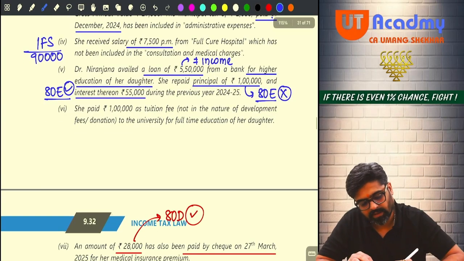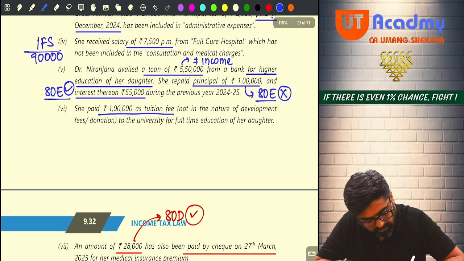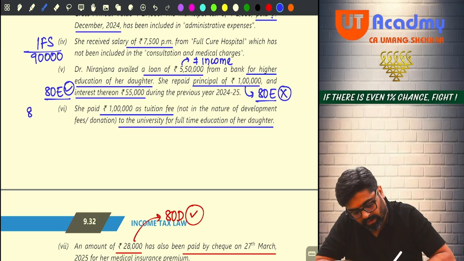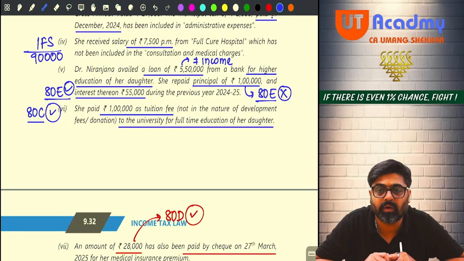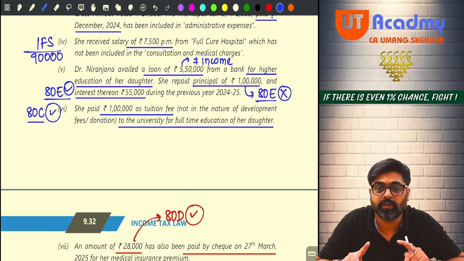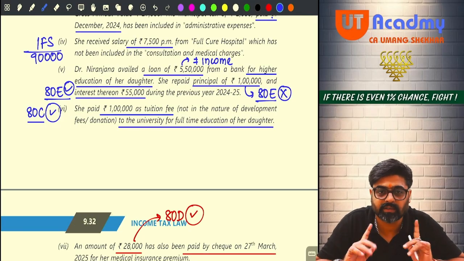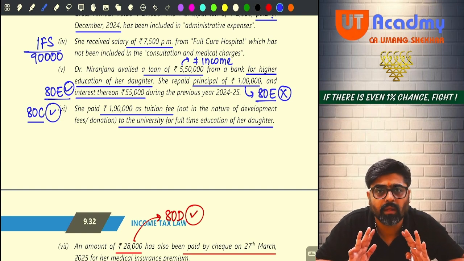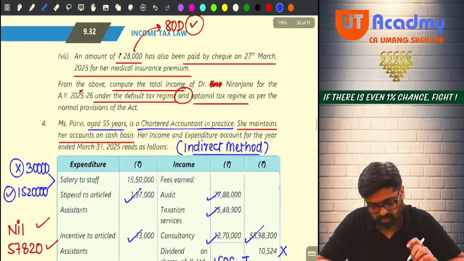Understanding? Next one. She paid 1 lakh rupees as tuition fee, not in the nature of development fees or donation, to a university for full-time education of her daughter. Definitely you are going to get 80C deduction for this. Tuition fees paid for any two children for full-time education in a school, college, or university in India will be allowed as a deduction under 80C. Okay. Understood?